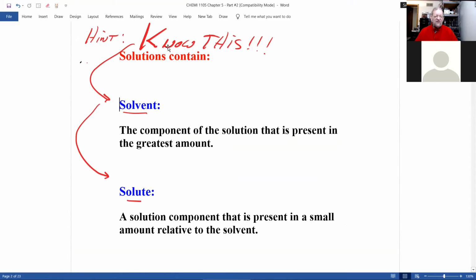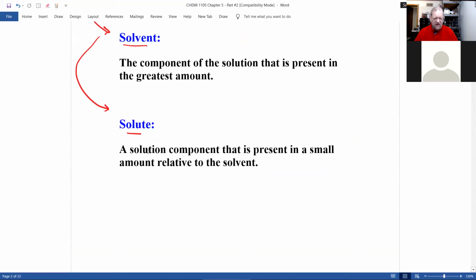Now, let's go back to here, solvent and solute. The solvent is the component of the solution present in the greatest amount. All other components are called solutes, or the solute if there's only one, because the solute is a solution component that is present in a small amount relative to the solvent.